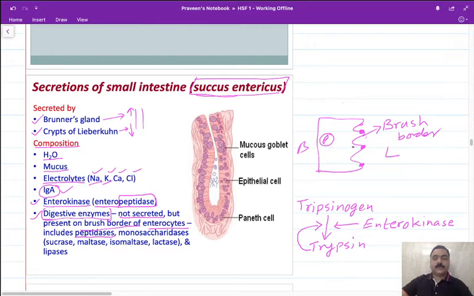...which cause the conversion of the dipeptides and tripeptides. So a few amounts of dipeptides come in, or when the dipeptides or tripeptides come on the brush border, they will be converted to individual amino acids.